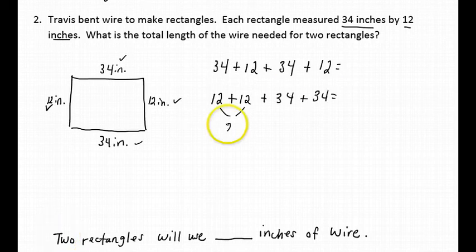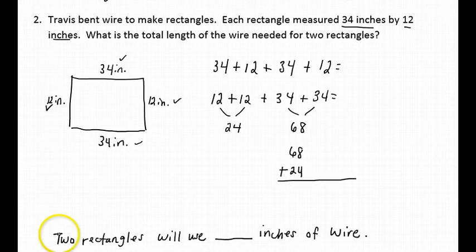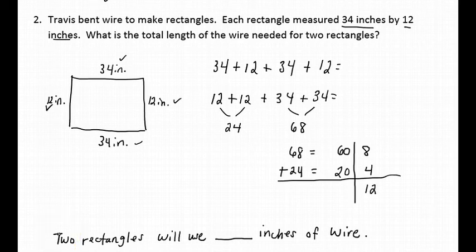12 plus 12 is 24. 34 plus 34 is 68. Now let's add 68 plus 24 using expanded form. 68 is the same as 60 and 8. 24 is the same as 20 and 4. 8 plus 4 is 12. 60 and 20 is 80. 80 plus 12 is 92. So the perimeter of one rectangle is 92 inches.